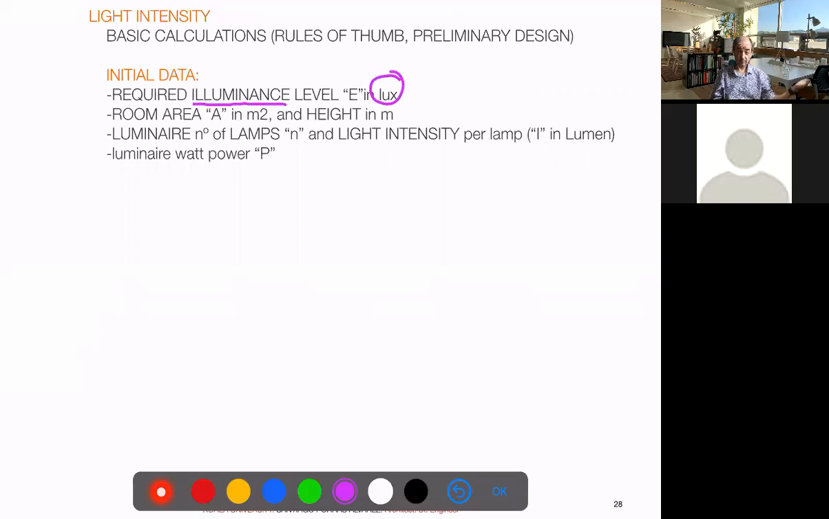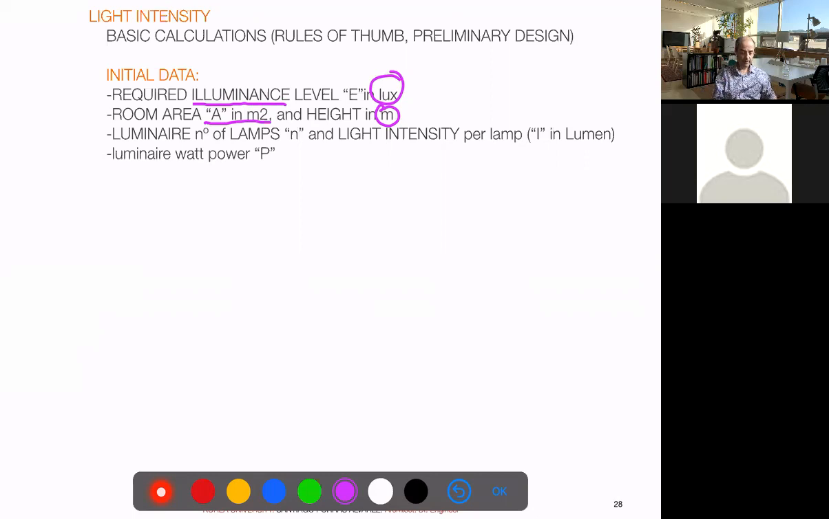This is what we saw in the slide before. We need to know the area of the room, and the height is important because we have to know how far the light is from the lit element, and the area to know how many elements we will need to provide light.